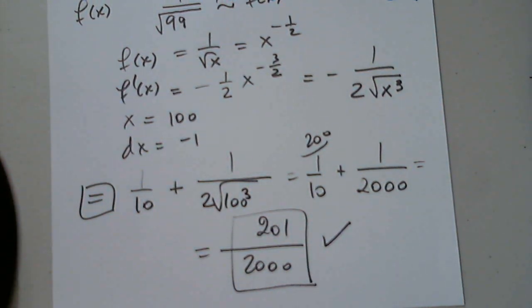Of course, I will check my answer. It has to be very close. If it's not very close, I'll say, oops, I must have done something. So 201 divided by 2,000 and 1 divided by 99 raised to power 0.5. When I click enter, I have to get something very close to this. Very nice.